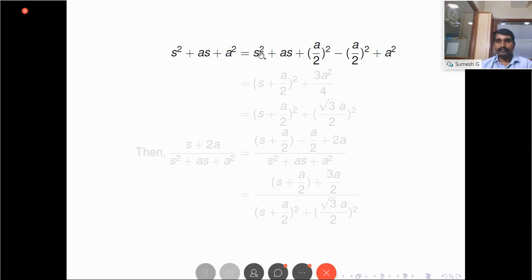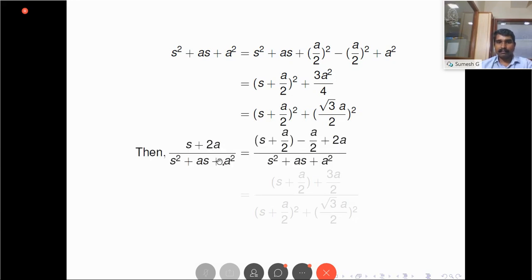So this becomes s square plus as plus a by 2 the whole square, minus a by 2 whole square, plus a square. Consider the first 3 terms. This will form a plus b whole square. The first 3 terms can be written as s plus a by 2 whole square. The constant part reduces to a square by 4 minus a square by 4 plus a square, which becomes 3a square by 4. Now this 3a square by 4 can be written as root 3 into a by 2 the whole square.